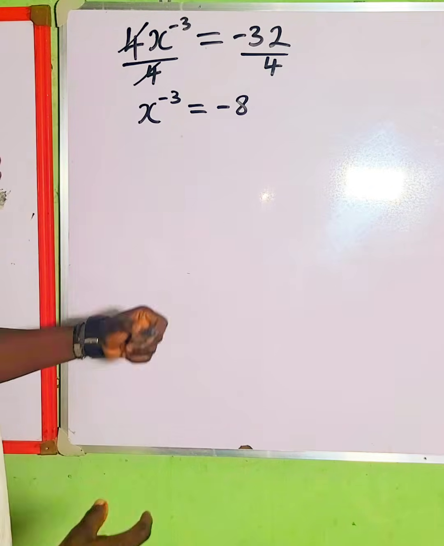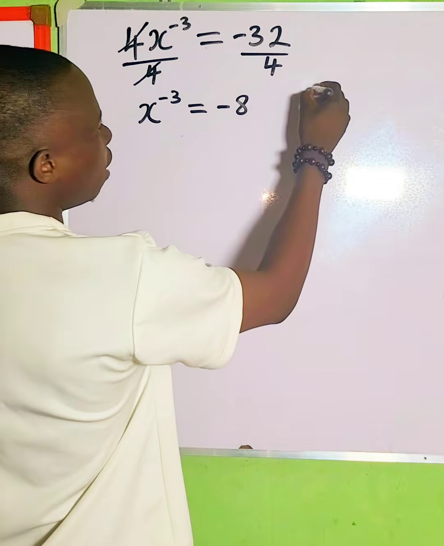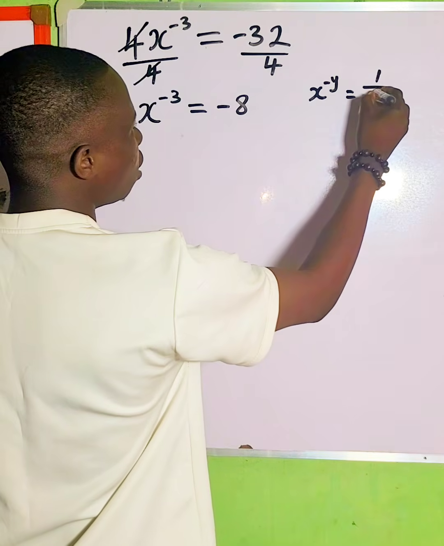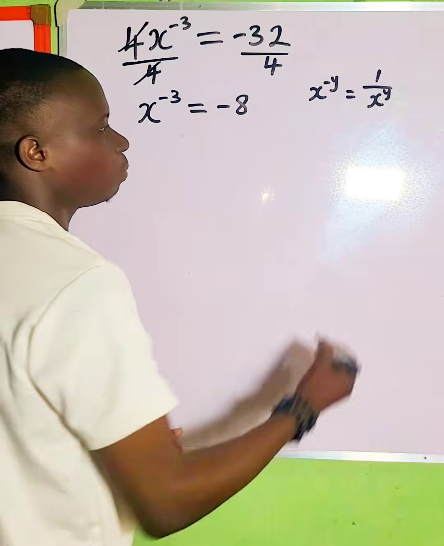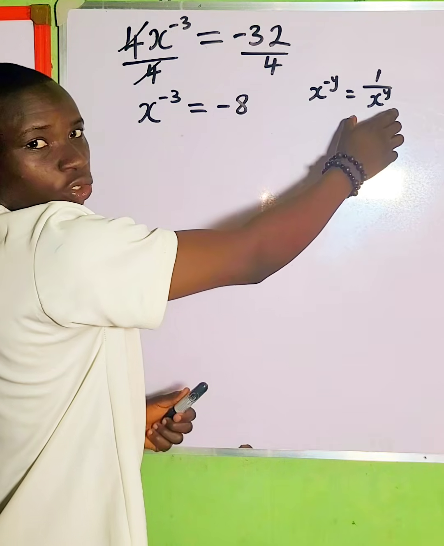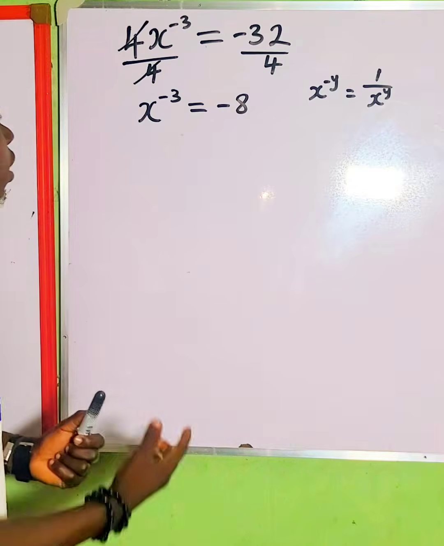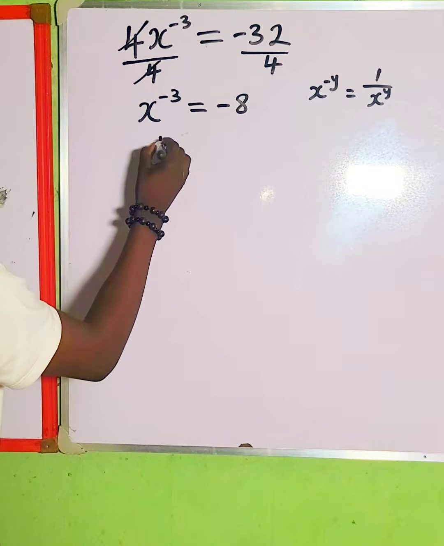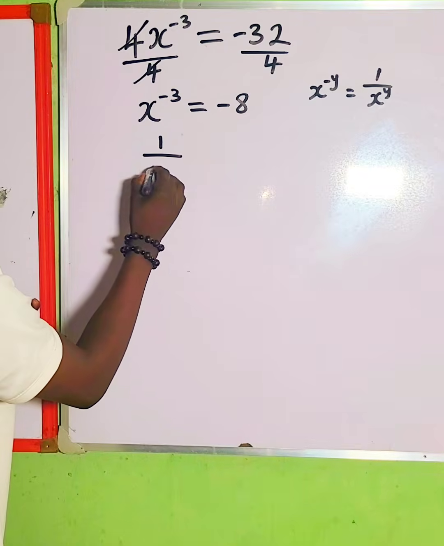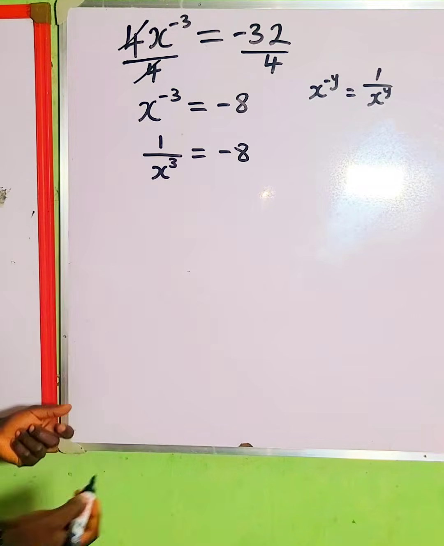Now, the next thing we're going to do, as you can see, the power here is negative. So we're going to recall that when we have x raised to the power of negative y, this is the same as 1 over x raised to the power of positive y. This negative power, when it comes down, is going to change to positive. So that's why we have 1 all over x raised to the power of y. So in this case, when we write 1 over, bring the whole of this thing to the denominator, the power is going to change from negative to positive. Then everything will be equal to negative 8.